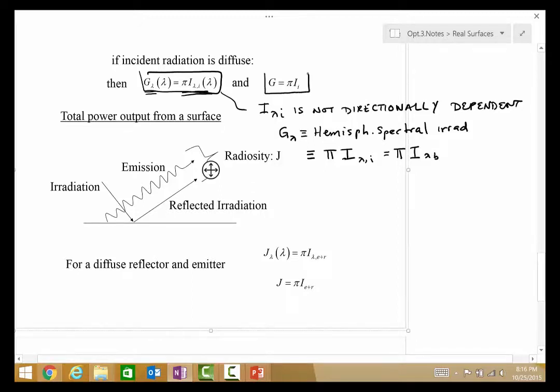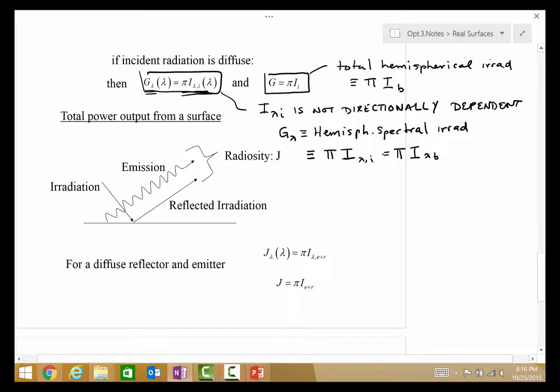This statement is just that the total hemispherical quantity can simply be related to the total directional I value also. Total hemispherical irradiation is equal to pi times IB, where IB is this total value for the integration of I lambda I over all wavelengths.